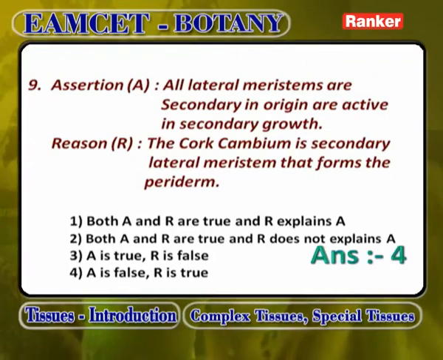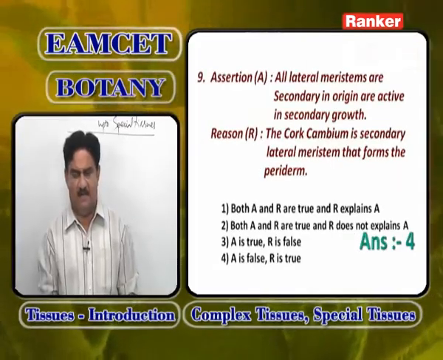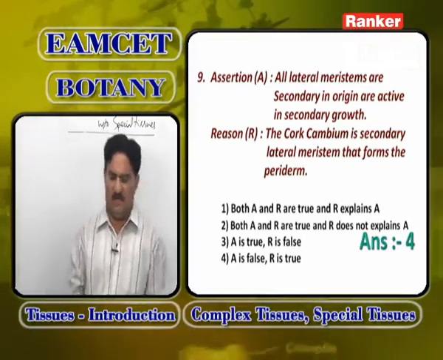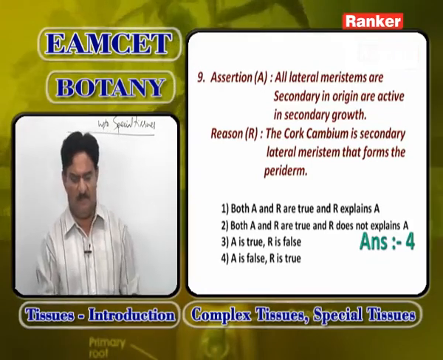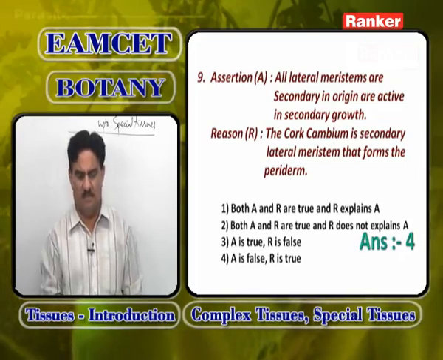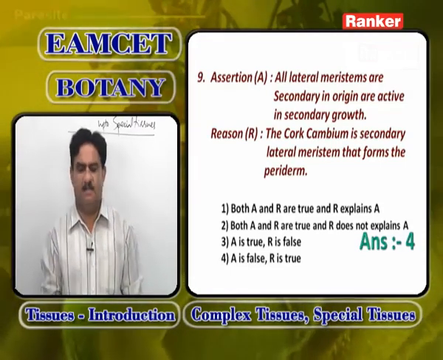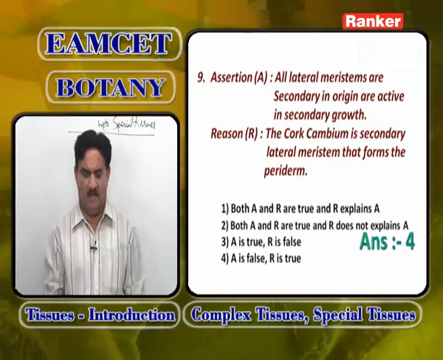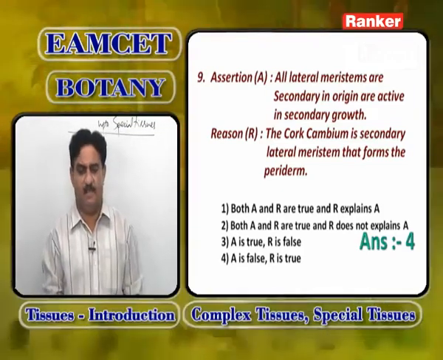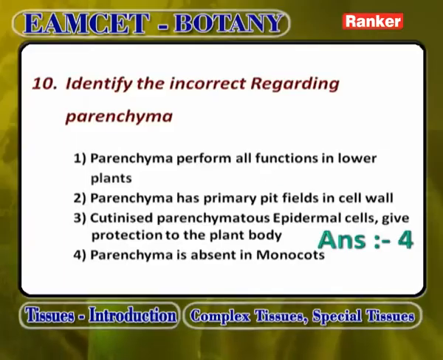You cannot say that, because vascular cambium or cambial ring is not lateral meristem. So all lateral meristems are secondary in origin is wrong. But cork cambium is a secondary lateral meristem. It comes from cortical cells of cortex. So cork cambium is a secondary lateral meristem that forms the periderm is correct. So A is false, R is true. All lateral meristems are active in secondary growth is wrong because all lateral meristems are not secondary in origin. Why? Because vascular cambium is a primary lateral meristem.